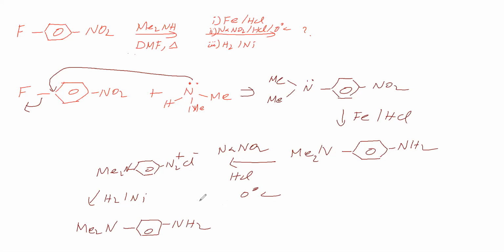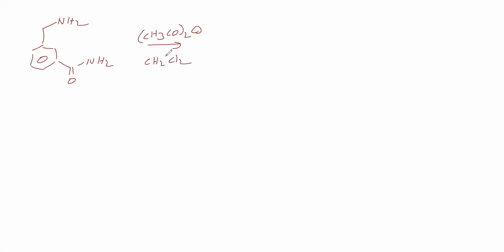We'll go for the next question. Now we'll take the compound. Here NH2, here phenyl ring, then here CONH2 group. It is treated with acetic anhydride, (CH3CO)2O, and dichloromethane. What is the product obtained in this case? That we'll see.